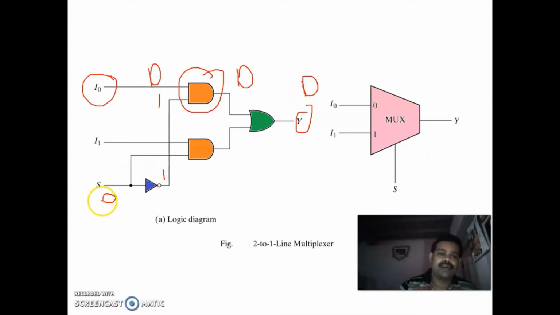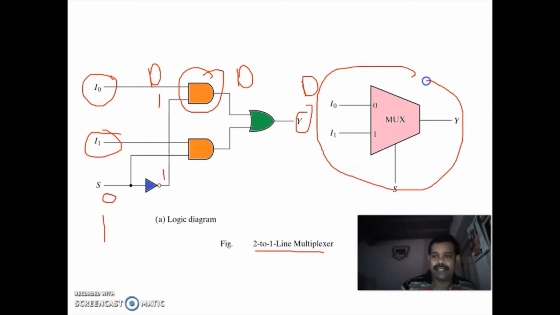So when S is equal to 0, whatever you are having in I naught is transferred to the output. Similarly, when S is equal to 1, whatever you are having in I1 will be transferred to the output. So this is nothing but a 2 to 1 multiplexer. This is the block diagram of a 2 to 1 multiplexer. It is having two inputs, one select line and one output.